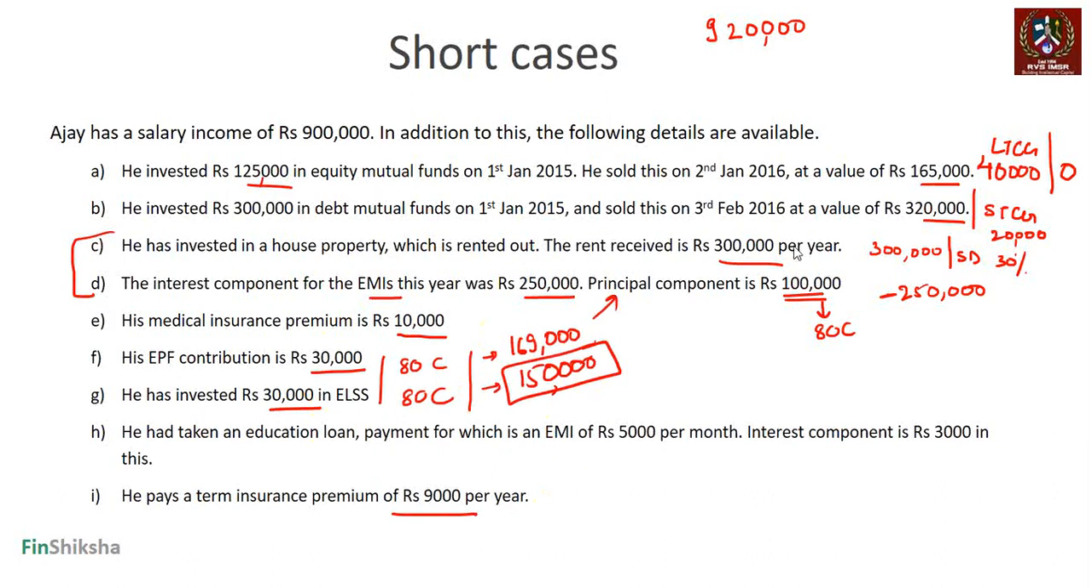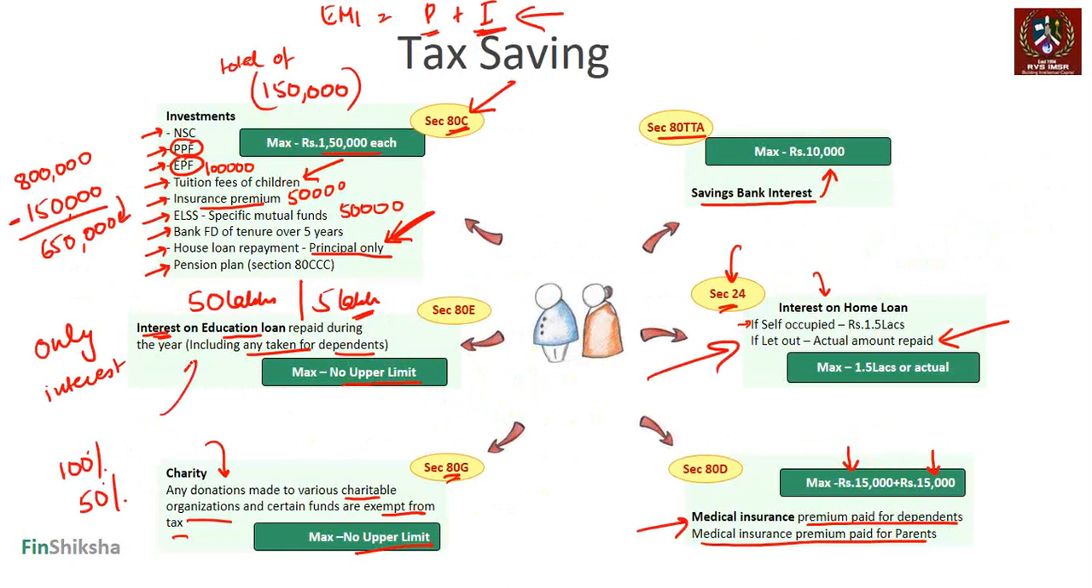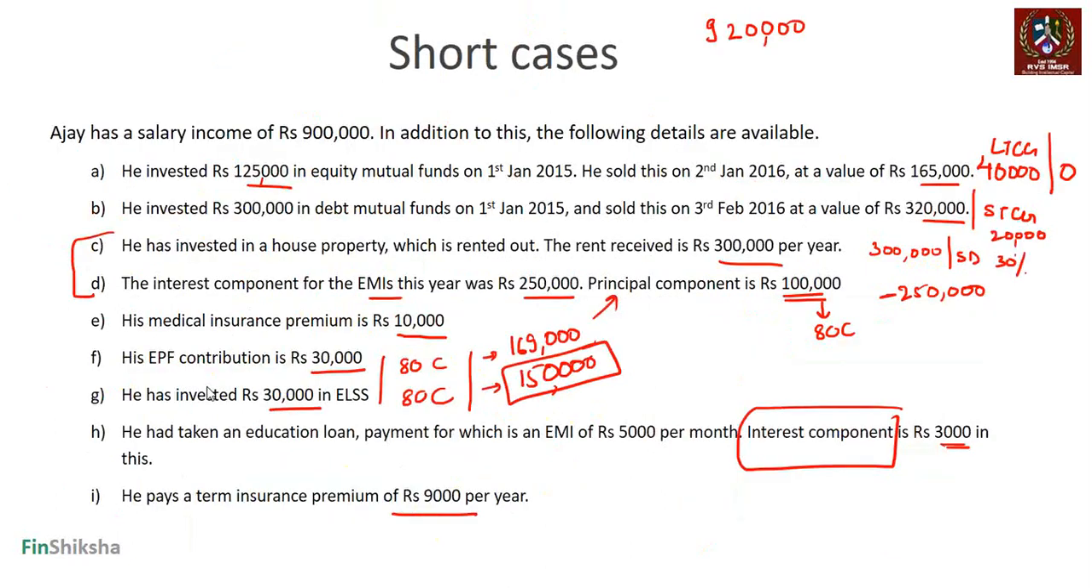And he's taken an education loan on which an EMI is paid at 5,000 rupees per month. Interest component is 3,000 in this. Remember, only the interest on education loan is accounted for. So 3,000 per month will give me 36,000. There's no limit here.